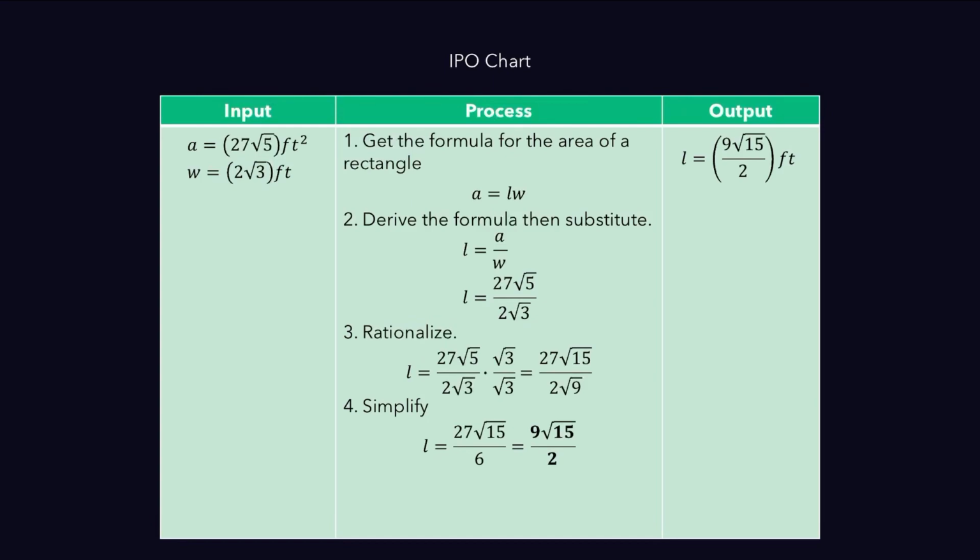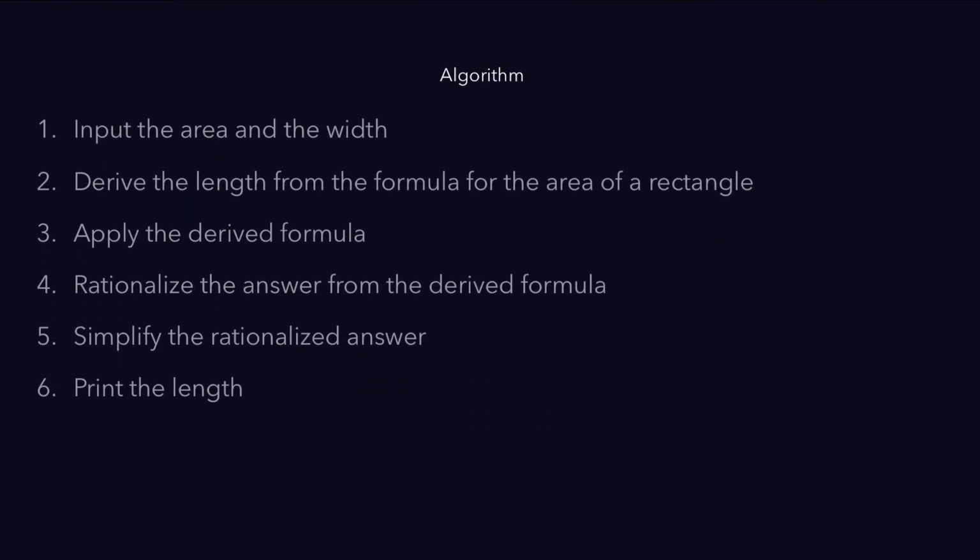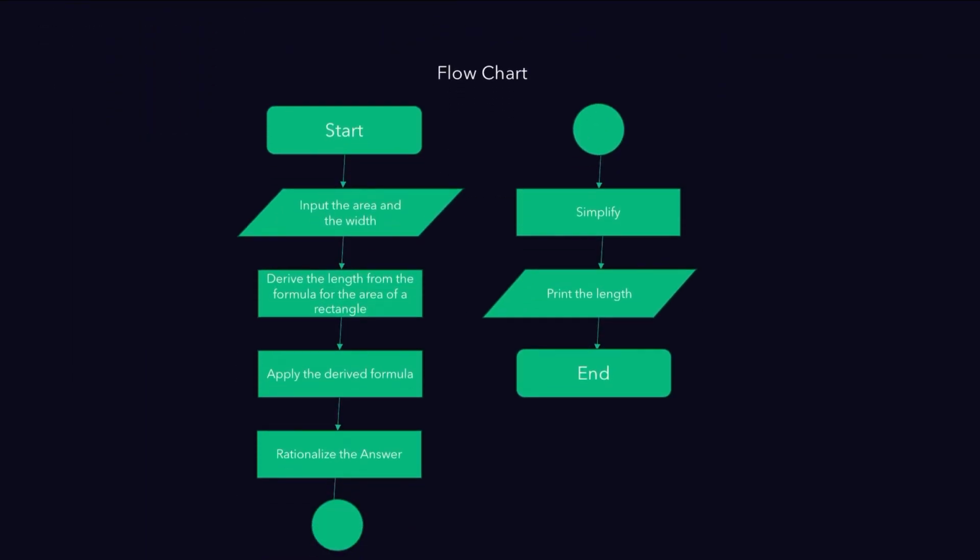In order to solve this problem, we are to get the formula for the area of the rectangle, which is area is equal to length times width. Afterwards, we are to derive the formula. Since the unknown is the length, we are to derive the length. Afterwards, let us substitute the values. Then, we are to rationalize the denominator by multiplying both sides by the square root of 3. Then we simplify, thus getting an answer of the length is equal to the quantity of 9 square root of 15 over 2 feet. Then, here's the algorithm for this problem and the flowchart.